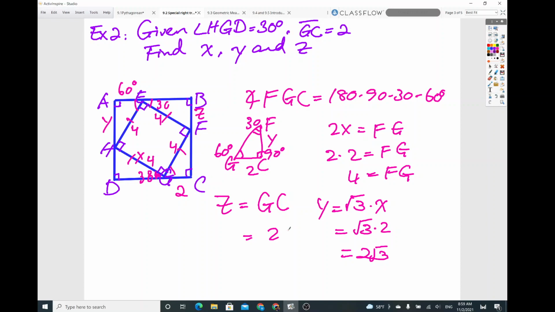Okay, so this one is one of the particular problems using the special right triangle, and also using the congruent triangle CPCTC, so we can get all the rest of the line segments for the missing part of the square.